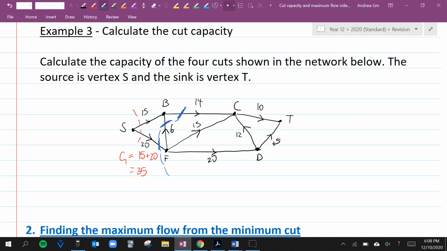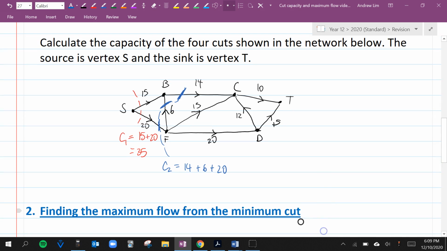Now we notice that it's crossing 3 edges. So you would think that the cut capacity would be 14 plus 6 plus 20, because it cuts those 3 edges. But we need to ask ourselves, we need to consider the flow of the edge. So I'm going to highlight everything to the left of that cut that I just made.